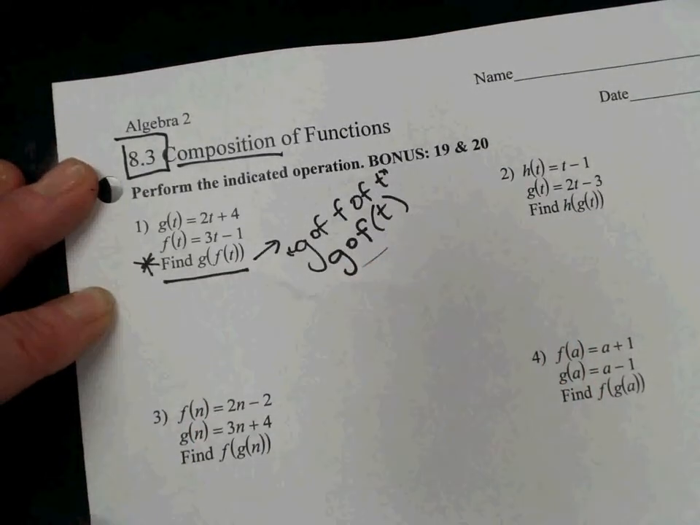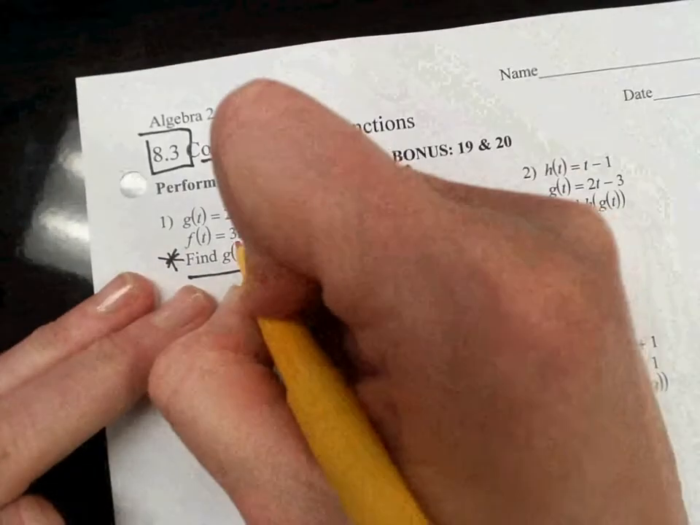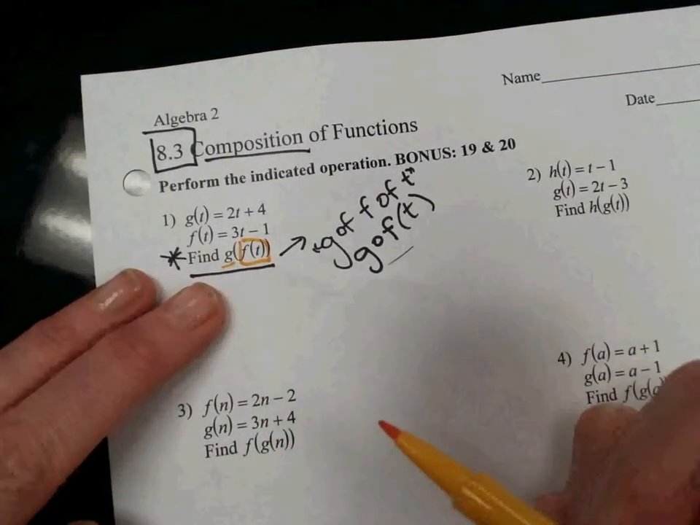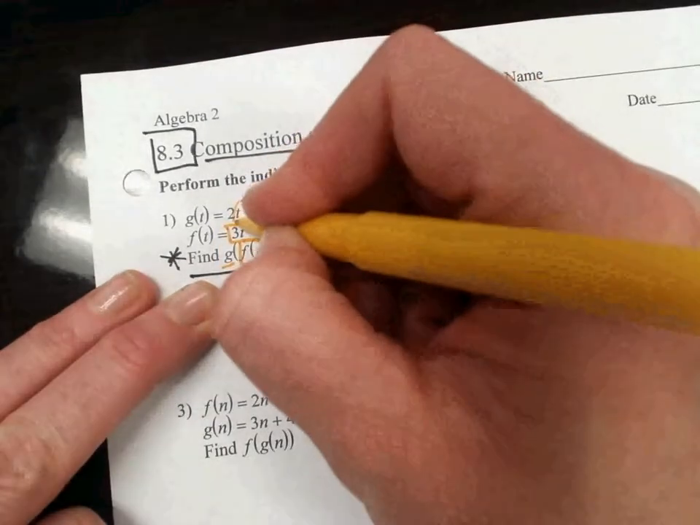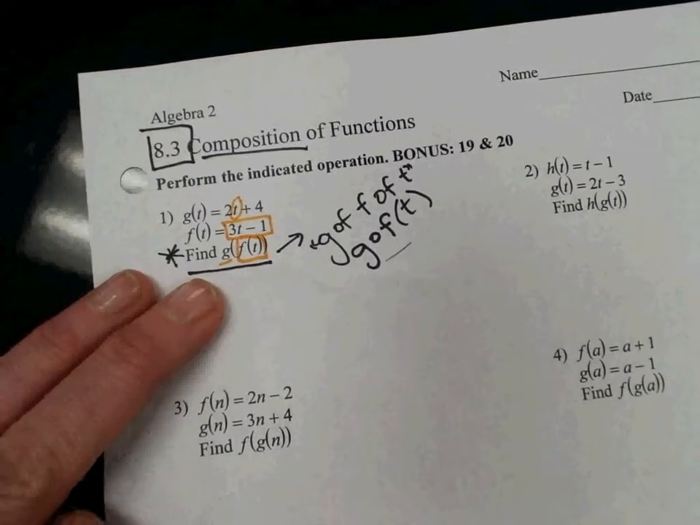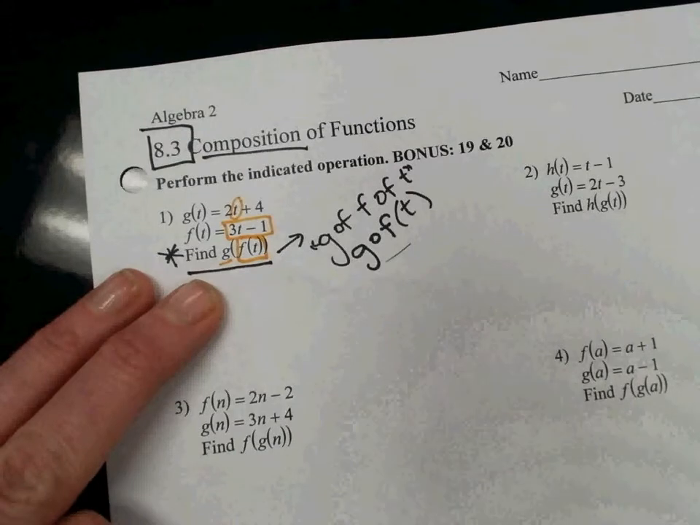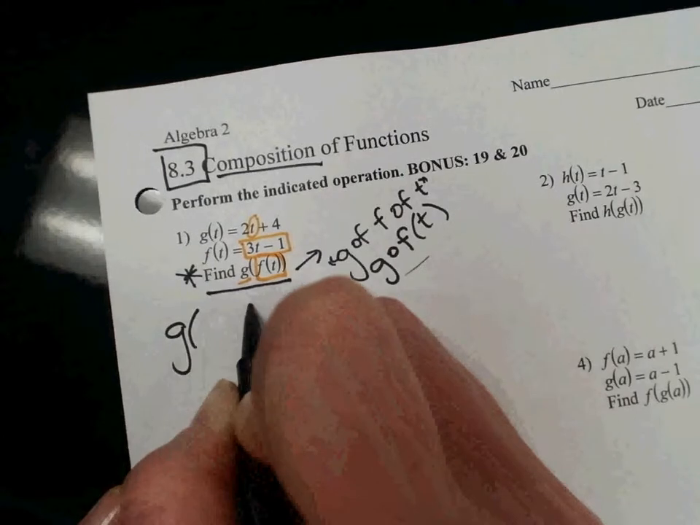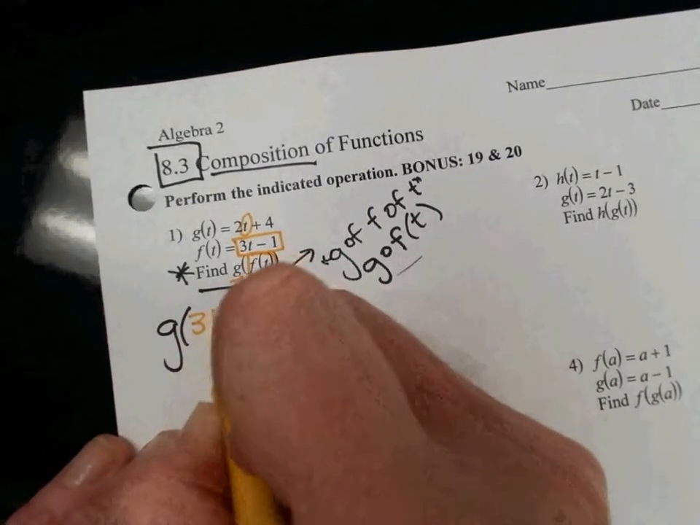And what this means is we're going to take the f function and insert it into the g function. So we're going to take this 3t minus 1 and insert it into the t spot, sort of like in 8.1, where we inserted variable expressions into our functions. So we can rewrite this as g of, instead of writing f of t, we'll write the equivalent expression, which is 3t minus 1.